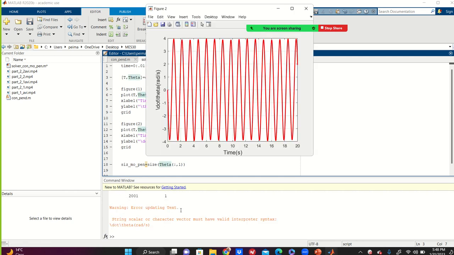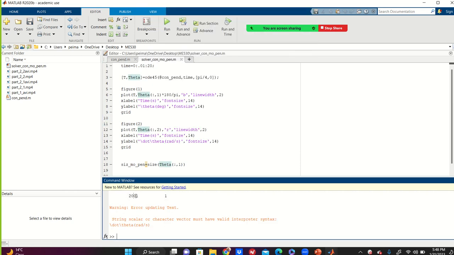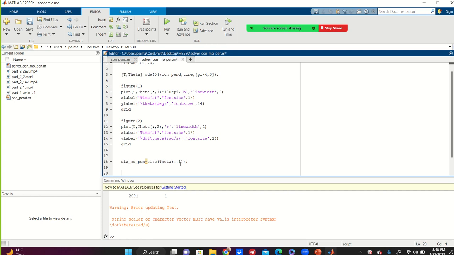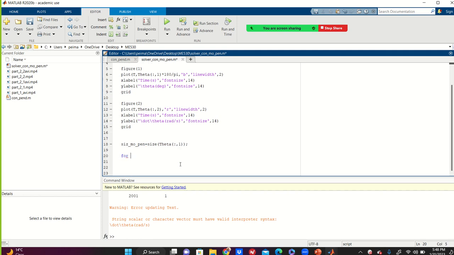Look at here. How many rows? 2001. How many columns? 1, because obviously it's 1. So I'm going to take this. You're going to tell me why. Because I'm going to develop a for loop in MATLAB, and I'm putting a counter from the first row, increased by 1, to the size of theta. By doing this in the for loop, I'm reading all the rows of the angle, each one by one. See what I'm saying?